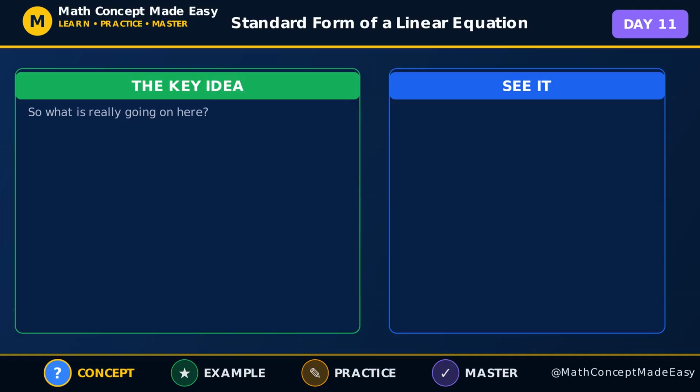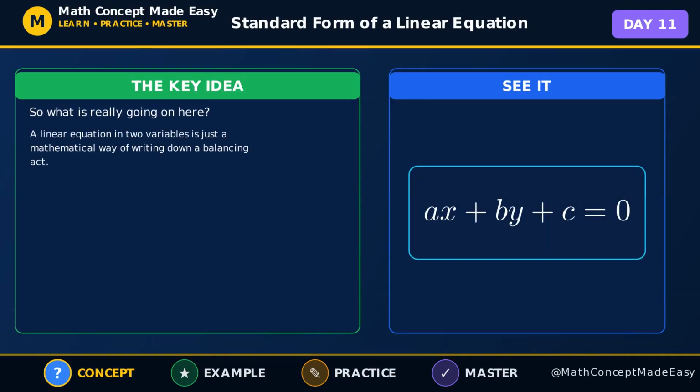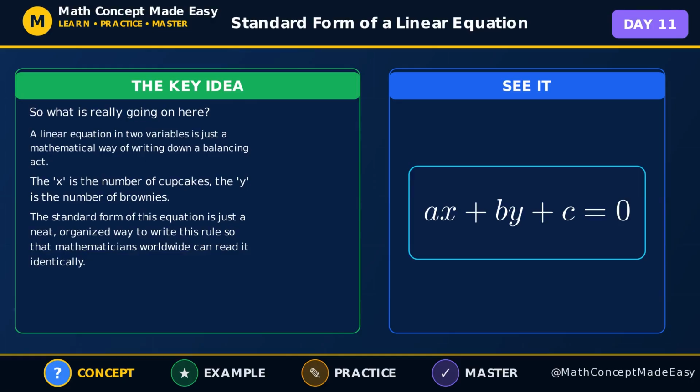So what is really going on here? A linear equation in two variables is just a mathematical way of writing down a balancing act. The x is the number of cupcakes, the y is the number of brownies. The standard form of this equation is just a neat, organized way to write this rule so that mathematicians worldwide can read it identically. Keep that picture in your mind, because everything else in this lesson grows out of it.